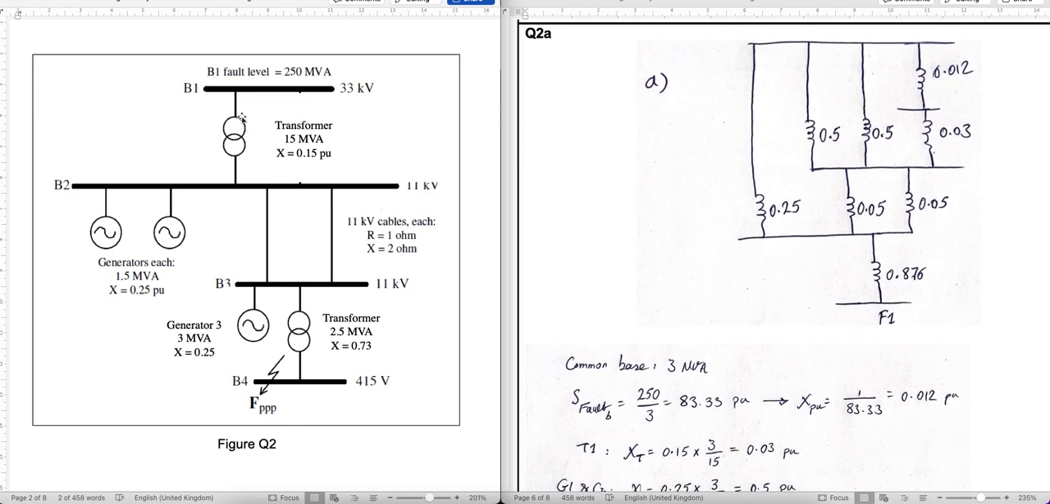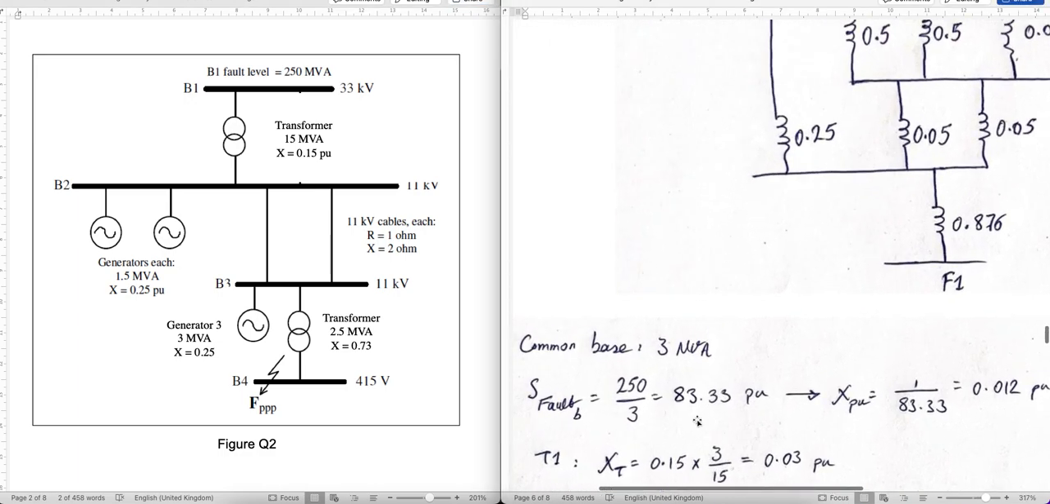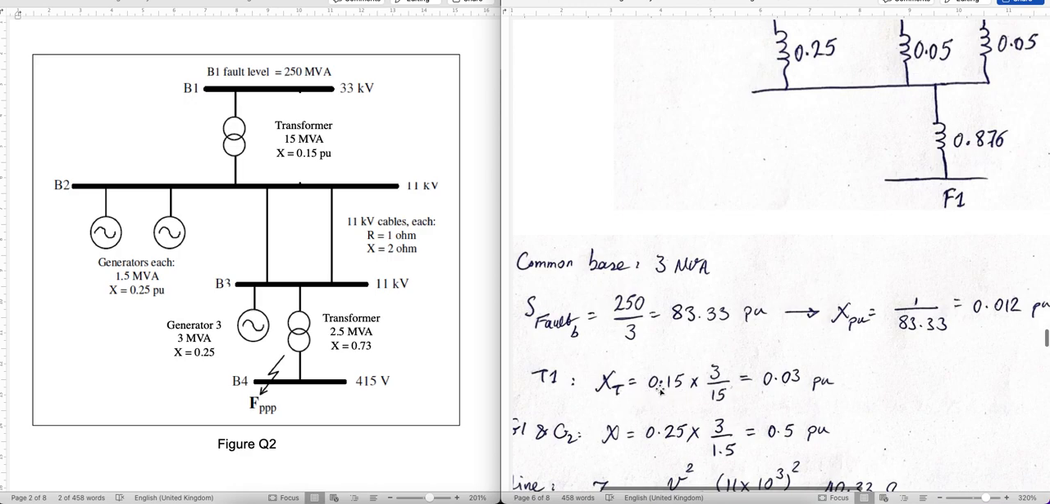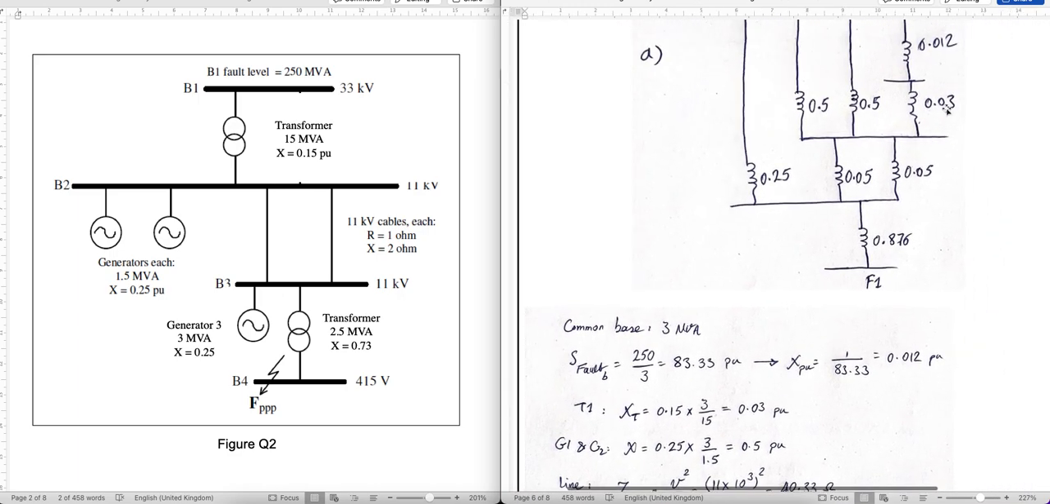Then transformer 1, this transformer, the leakage or the reactance is 0.15 and the power is 15, which is different from my common base power. Mine is 3. So obviously you need to transform from the old one to the new one. So 3 is the new, 15 is the old power, and 0.15 is the reactance of this transformer. Reactance multiplied by new power divided by old power. And we put it here.